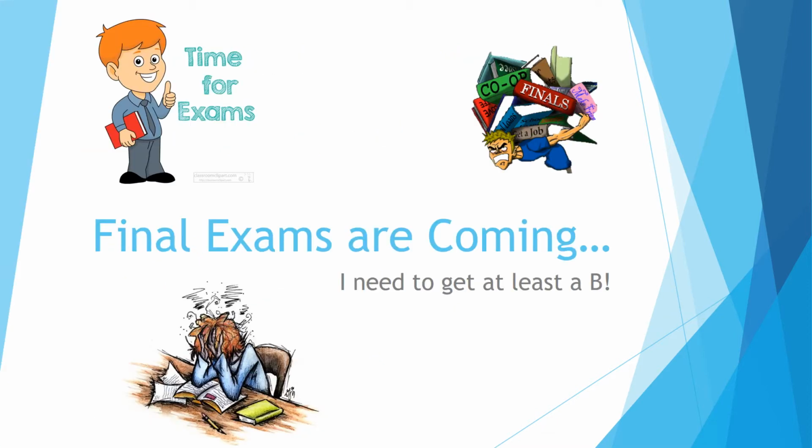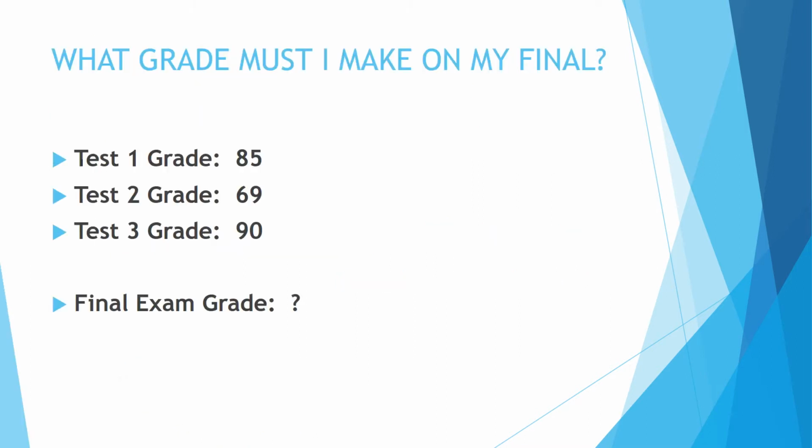All right, let's go back to our initial scenario. Final exams are coming. I need to get at least a B. Let's take this another step further. Let's say the student had a test 1 grade of 85, a test 2 grade of 69, and a test 3 grade of 90. What must this student get on the final exam, or which grades can the student get on the final exam to get at least that B?